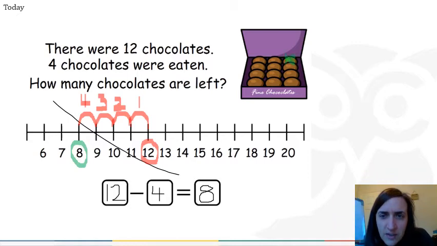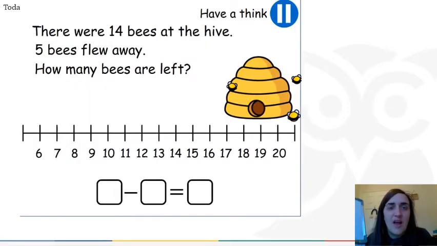1, cross that one out. 2, it's a bit light, isn't it? Let me just find a darker pen. 1, 2, oh, she's had that one. 3, 4. And how many are left? Count them up. 8. It is exactly the same as counting back on the number line, and we've checked it by drawing on the pictures and counting back. Well done.